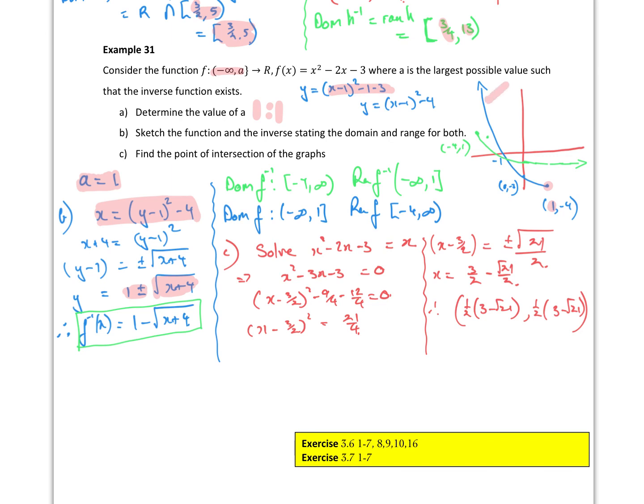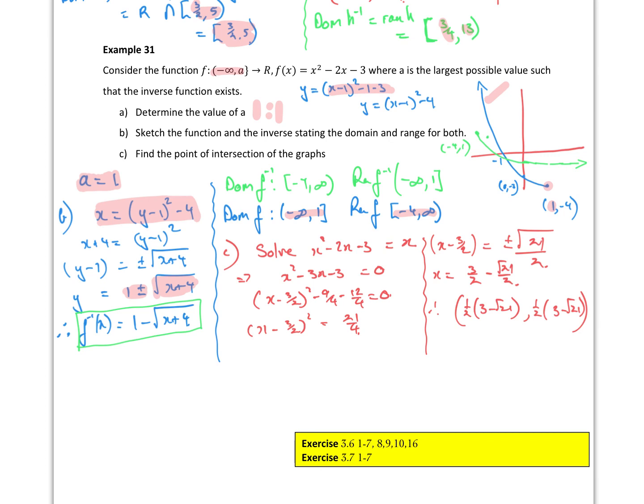From my original graph in blue, we can see that the domain of f is from minus infinity to 1, and the range is from -4 to infinity. And so we're just going to swap those around for the domain and range of the inverse function.